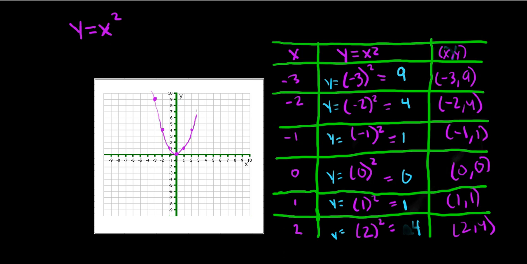When graphing a function and you're not given domain values or x values, you want to use values around 0, so usually a few positive values above 0 and a few negative values below 0.